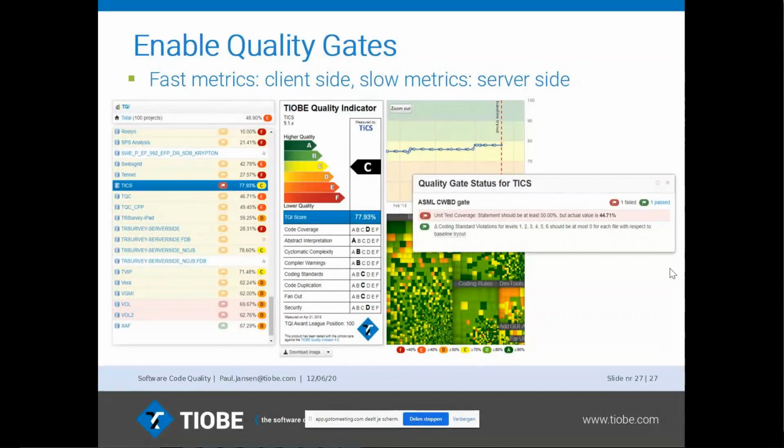One is a project-based absolute target, that the unit test coverage should be at least 50%. It's only 44.7, so something needs to be repaired there. But the other one, that is about a delta of coding standard violations of level 1 to 6, is respected. So that is okay. That one is green, but the one about unit test coverage is red. So that quality target is not met.